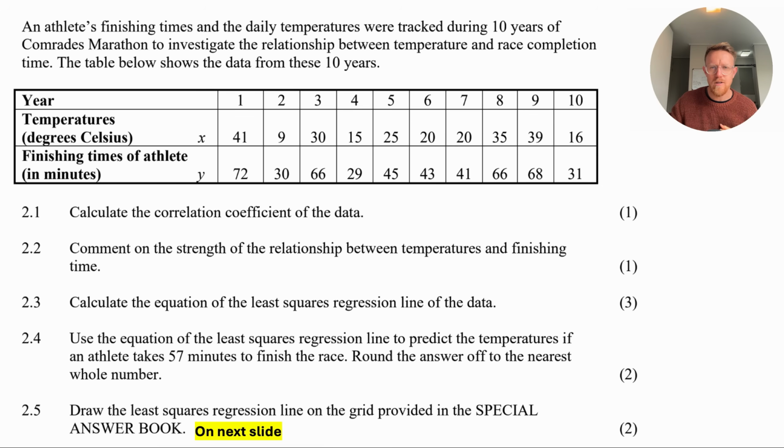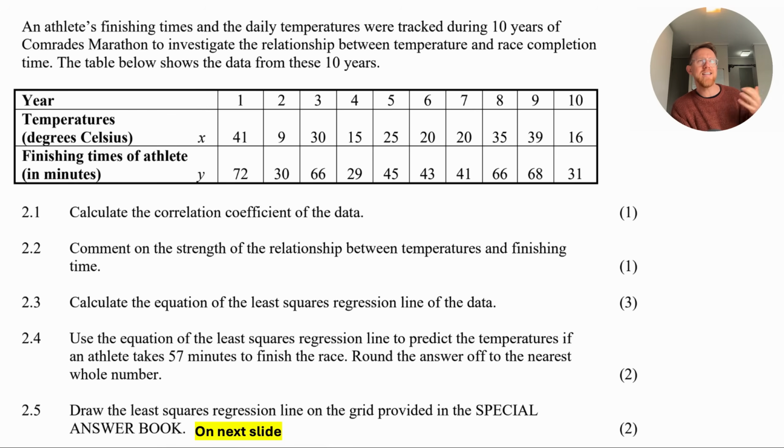Okay, so this question's a bit weird because the Comrades Marathon, the winner normally finishes in like 5.5 hours because it's like 80 something kilometers long, and here they're just using 72 minutes. So whatever, it's just some random, it's not the Comrades Marathon that we see on TV. So it doesn't really matter though. So what they're trying to investigate though is, does the temperature on the day affect the finishing time?